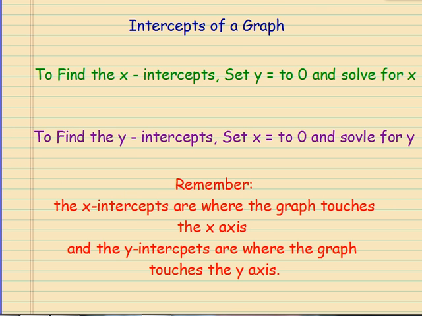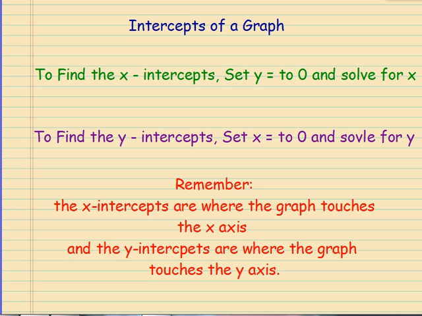Let's talk about intercepts, okay? We already talked about them before. We have two types of intercepts. A what? An x and a y. Okay, so now we're going to talk about how do you find them. How do you find an x and a y intercept?